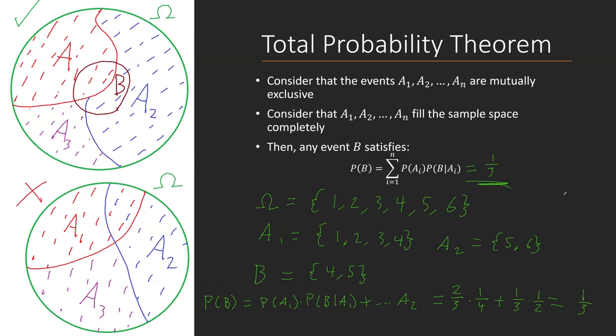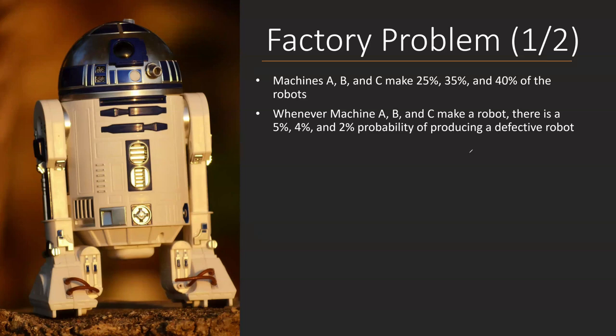Okay, so at this point, we have introduced the total probability theorem, and we're now ready to solve this factory problem. If you didn't pause the video at the start, I strongly recommend you to pause now and try to solve this problem yourself. But without further ado, I'll introduce my own solution to this problem.